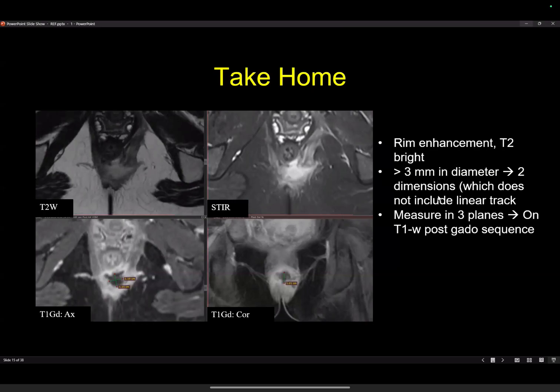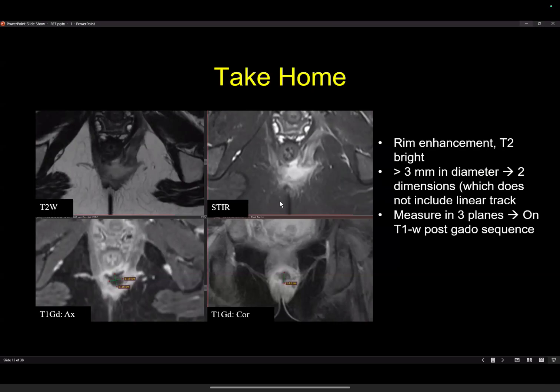And so the definition of an abscess is it's typically more than 3 millimeters in diameter in at least 2 dimensions. So I'm going to measure it in 3: superior to inferior, right to left, and A to P. It has to be more than 3, or some people even say 5, in at least 2 dimensions. That's why I measure it, and you always need the T1 post-gadolinium sequence. You have to have this lack of enhancement, otherwise it's an inflammatory mass.